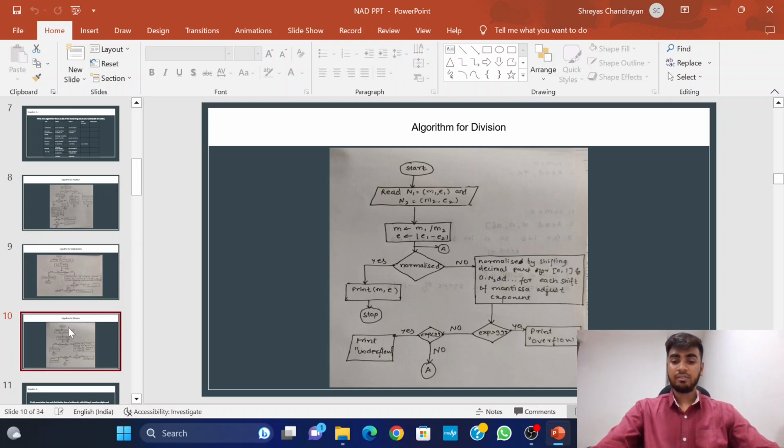Algorithm for division is, we will read n1 as m1 comma e1 and n2 is equal to m2 comma e2. Initialize m as m1 by m2 and e as mod e1 minus e2. If the equation is normalized, we will print m comma e and stop the program. If the equation is not normalized, we will normalize by shifting decimal part, and for each shift of mantissa adjust the exponent. If the value of exponent is greater than 999, then we will print overflow. If it is not, then we will print underflow.